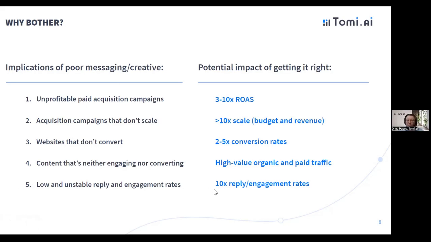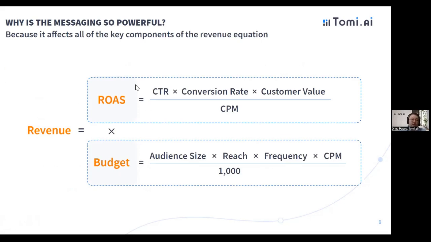Obviously, if you have an email marketing campaign, unstable reply rates or engagement rates are also a sign that your messaging might be off. Why the messaging is so powerful? I took the liberty to suggest a framework of thinking about what is revenue, and in this case, return on your advertising spend multiplied by your advertising budget, and all the different components that drive both ROAS and budget. I would argue that your messaging and your creative affect every critical component listed here.